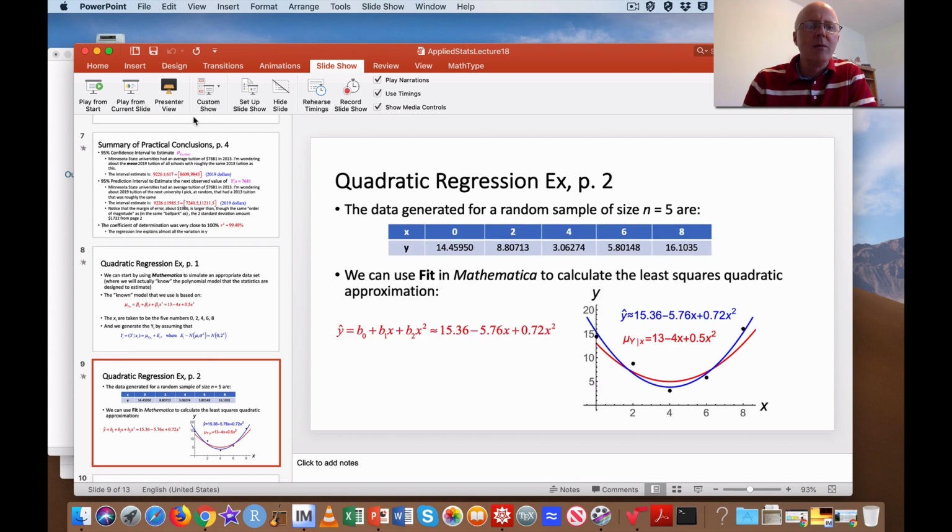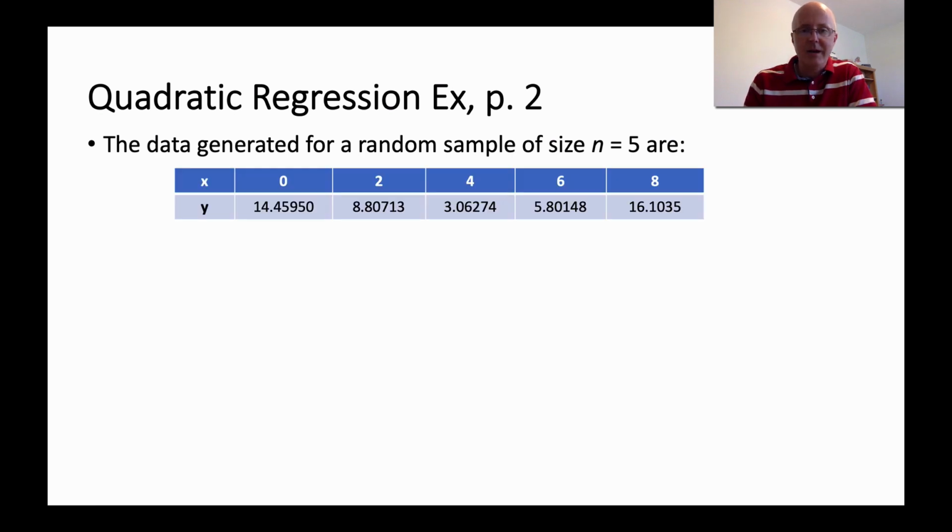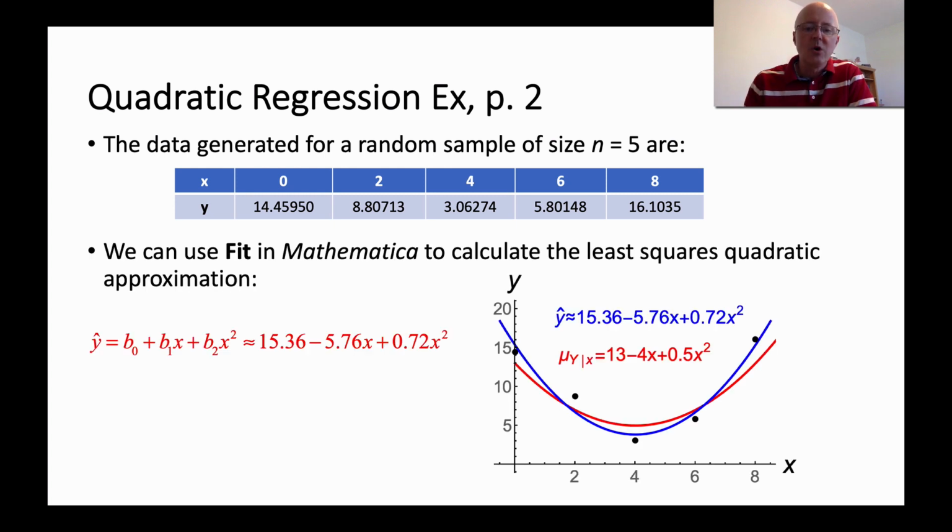So let's go ahead and look at what we got from the original data that I did when I ran that code. I generated a random sample of size 5, and I got these data right here. That's the data that I got when I made the following graph.